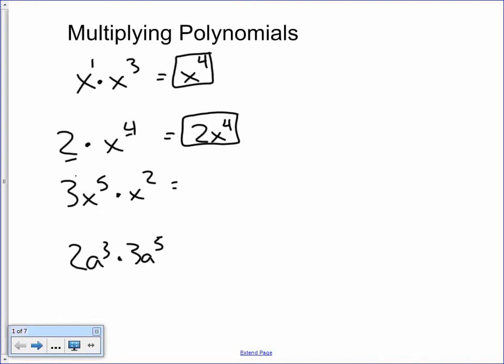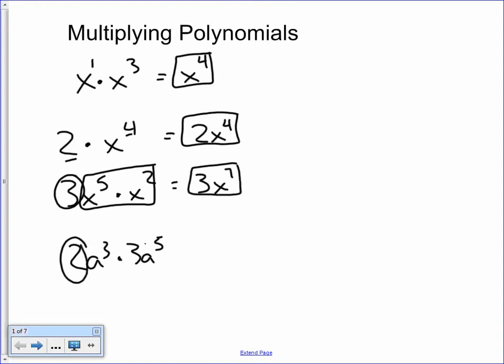Now, a little harder one. We have 3x to the fifth times an x squared. The numbers in front: there's no other number other than 3, so we'll just put the 3 out there. Then x to the fifth times x squared gives me an x to the seventh. Make sure to add those powers. And the last one, the 2 and the 3 can be multiplied together, so that'll give me a 6. The a to the third and the a to the fifth can be combined into a to the eighth.